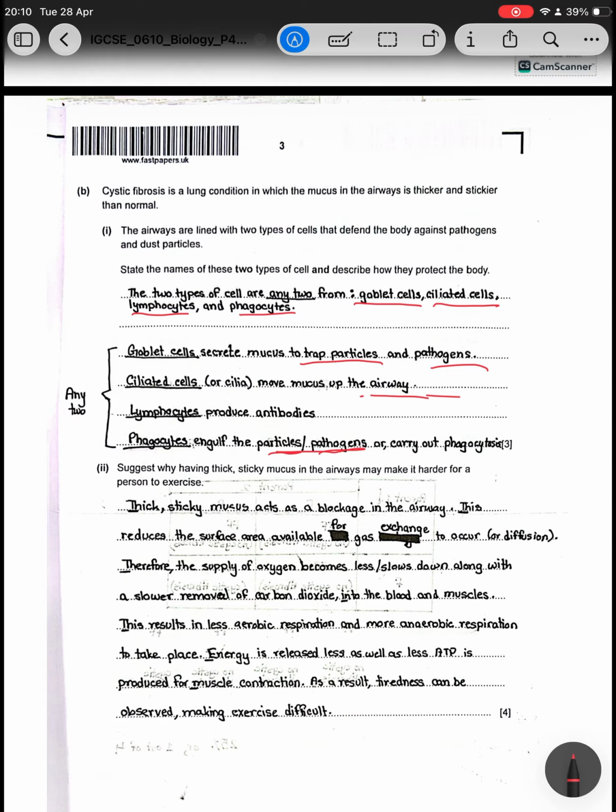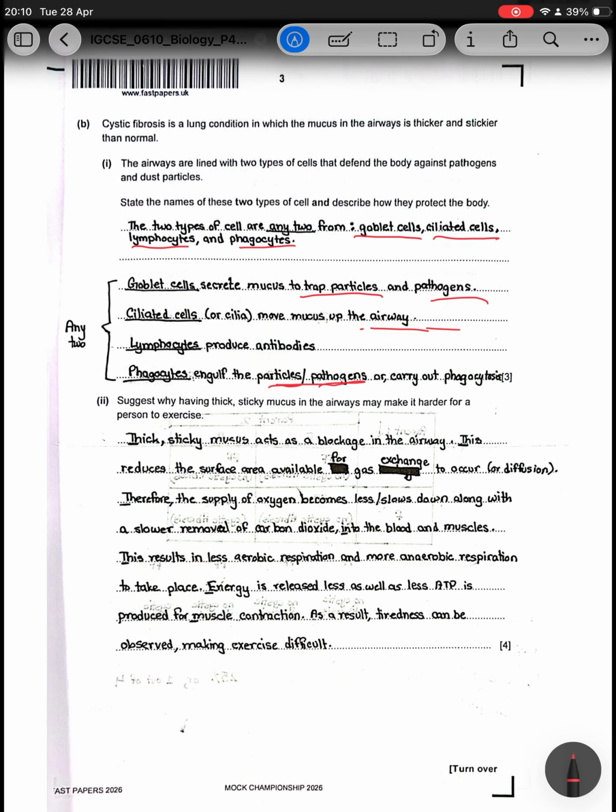B2, suggest why having thick, sticky mucus in the airways may make it harder for a person to exercise. So these lines over here indicate the mark scheme points. So again, any four of these will get you 4 marks. So thick sticky mucus acts as a blockage in the airway. This reduces the surface area available for gas exchange to occur or diffusion.